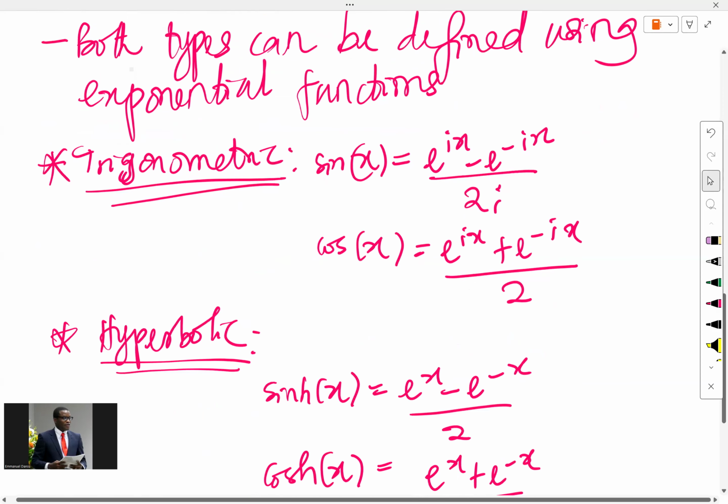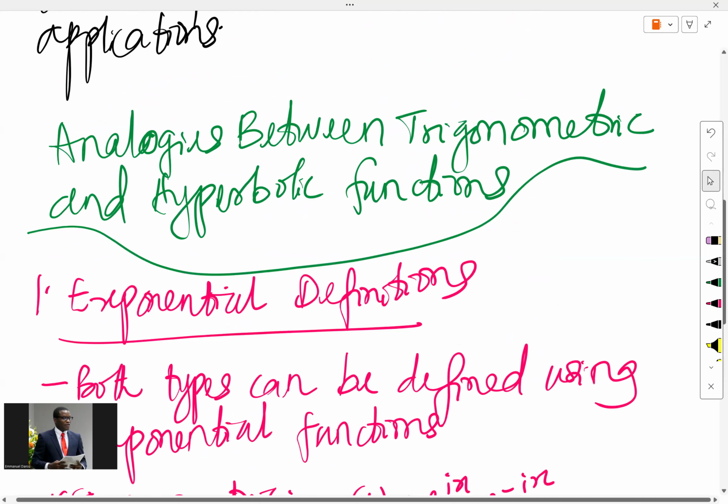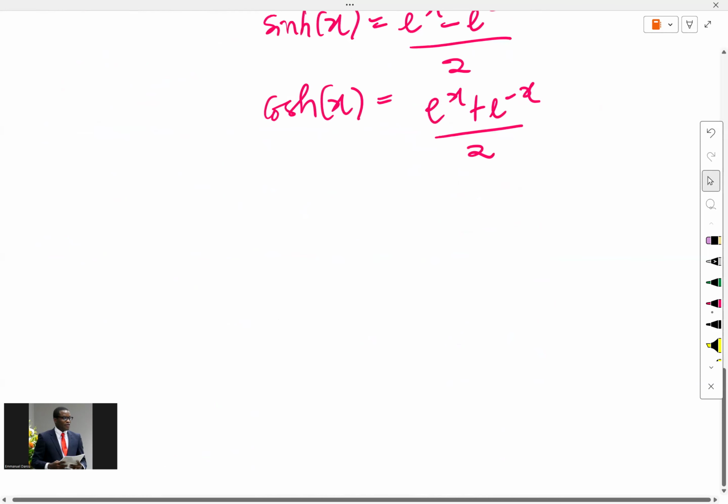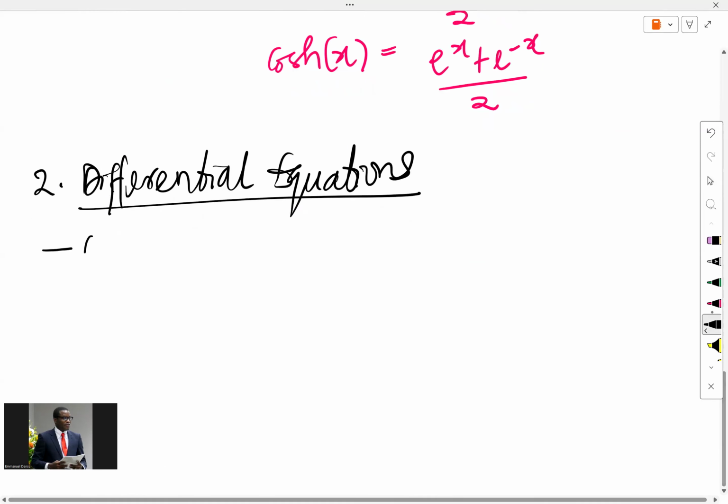So if we go ahead and consider differential equations, that's the second thing. Two, differential equations. It's important to know that both trigonometric and hyperbolic functions satisfy similar differential equations.